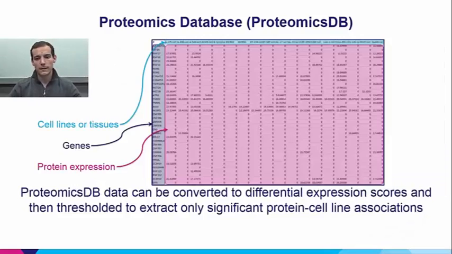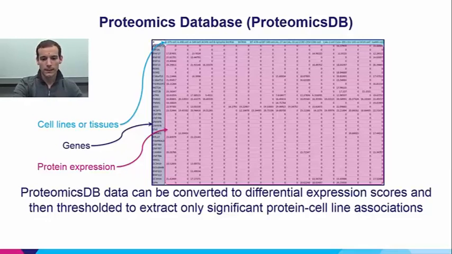This next slide is showing what this dataset looks like. Again, we have the data organized into a matrix format. Each column corresponds to a different cell line or tissue, and the rows correspond to particular proteins, which in this case are mapped to gene symbols. And then the matrix values are reporting the abundance or expression of the proteins in these different conditions.